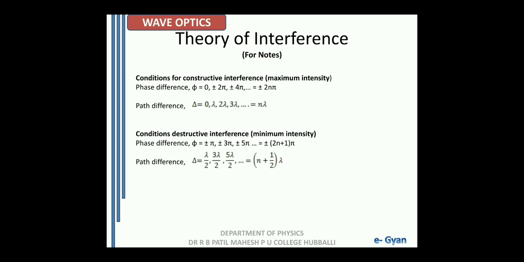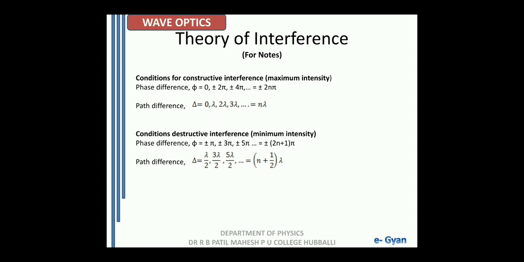Now for constructive interference, that is to get the maximum intensity, the phase difference should be phi is equal to 0 plus or minus 2 pi plus or minus 4 pi and so on, which is equal to plus or minus 2n times pi, where n is a whole number. And for the corresponding phase difference, we have path difference delta is equal to 0, lambda, 2 lambda, 3 lambda and so on, generally n lambda.